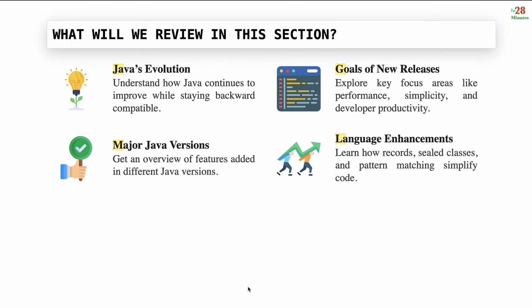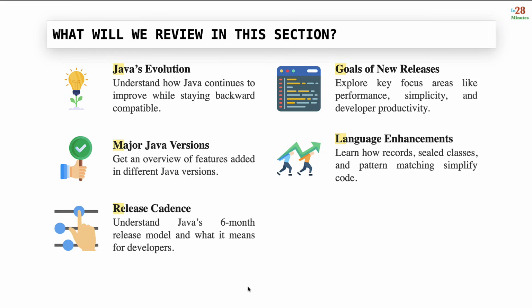We will look at different language enhancements. We will learn how records, sealed classes, and pattern matching simplify code. We'll also understand Java release cadence. We'll understand Java's 6-month release model and what it means for developers. Are you ready to get deeper into the release cycles of Java and understand some of the most important new features in Java? Let's get started.